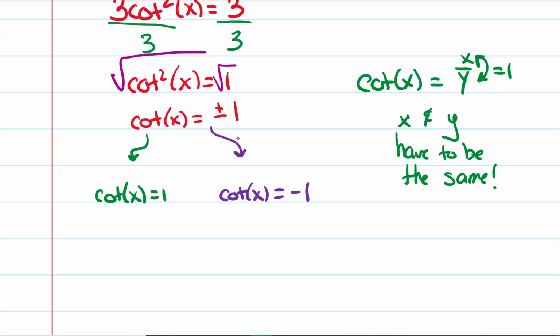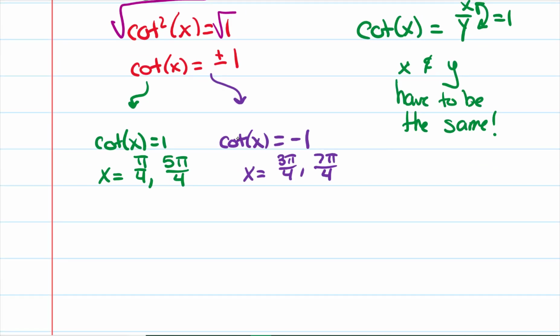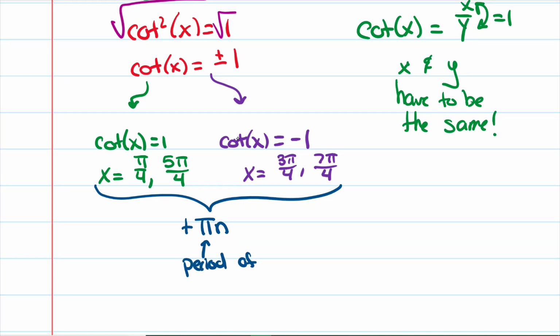The only two places where cotangent is equal to 1 is going to be pi over 4 and 5 pi over 4. And the two places where cotangent equals negative 1 is going to be 3 pi over 4 and 7 pi over 4. So the last step is to take all of these and add pi n. And we add pi n because this is the period of cotangent. And we have to say n is in the integers.